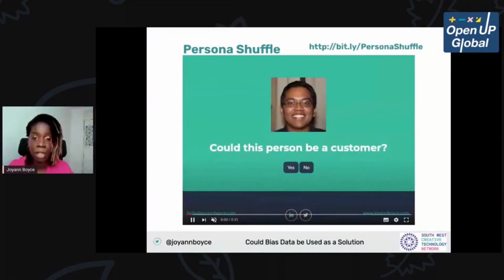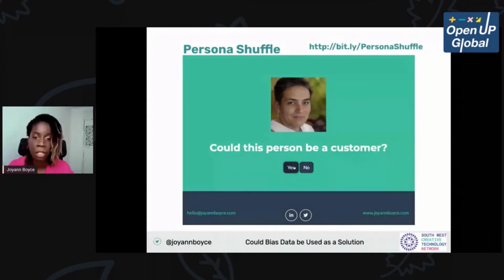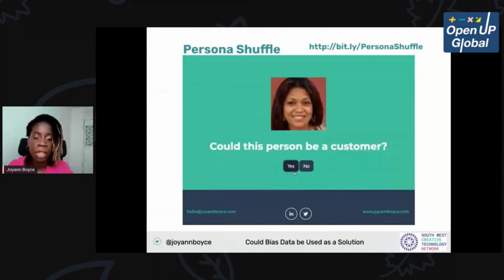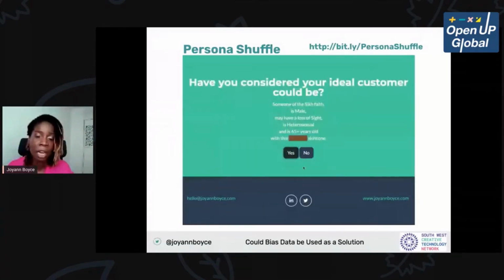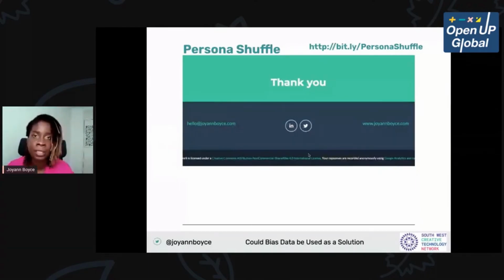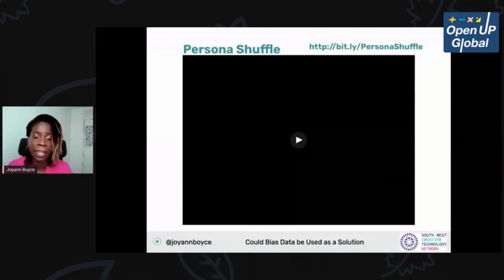The images that are shown are used from the This Person Does Not Exist website. So they're all machine learning model images, so these people are not real. And then the questions that the individuals are asked are thinking of their target audience in intersectionality. So, say, of a certain faith, a male, may have a loss of hearing, maybe heterosexual, maybe of a certain age, and maybe have a certain skin tone. These are all characteristics that apply to people in layers as you target them, but it's not necessarily something that a machine learning expert would consider when building a model.